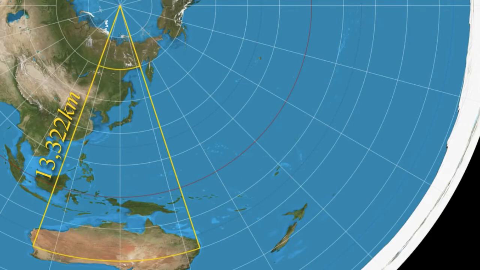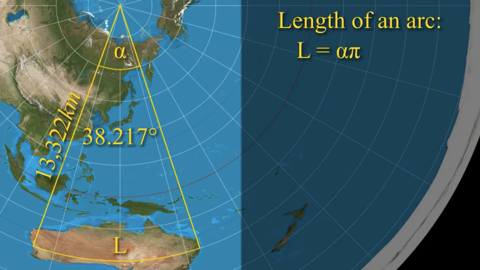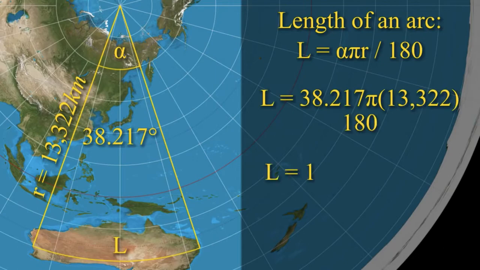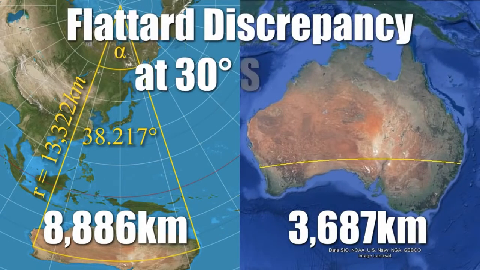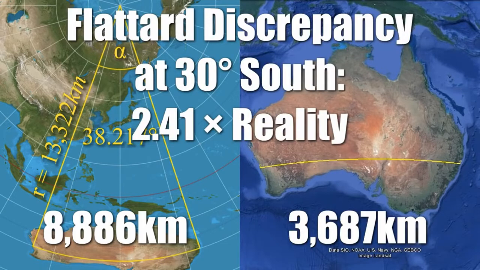We know the longitudinal and hence angular separation between our 2 points of this latitude, 38 degrees and 13 minutes, or 38.217 degrees. The length of an arc on a circle subtended by an angle alpha is alpha pi r over 180. When we crunch the numbers, we find that 2 points on the flat Earth surface, 30 degrees south of the equator, and separated by 38 degrees and 13 minutes, are 8,886 kilometers apart. This is 2.41 times greater than the real distance between our points near Red Rock and Lehman.